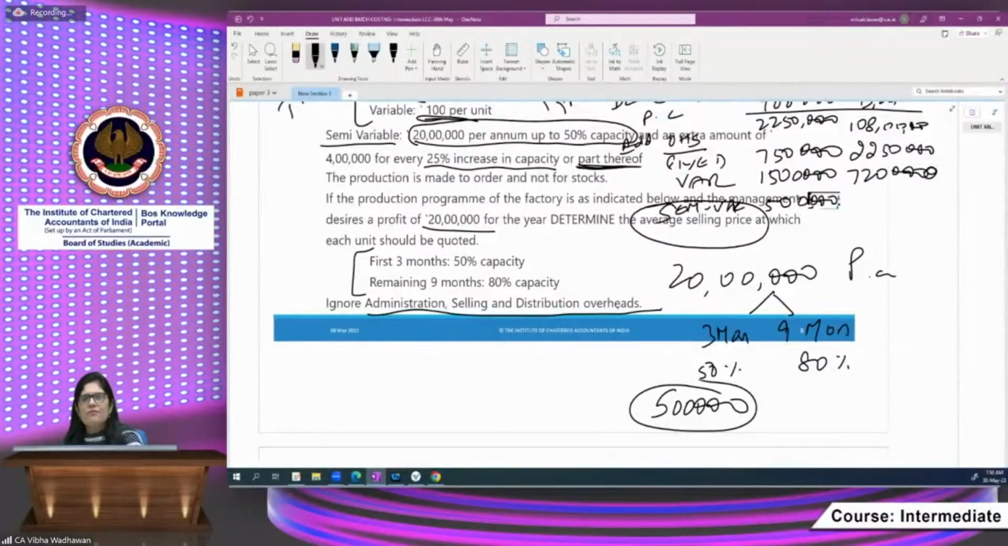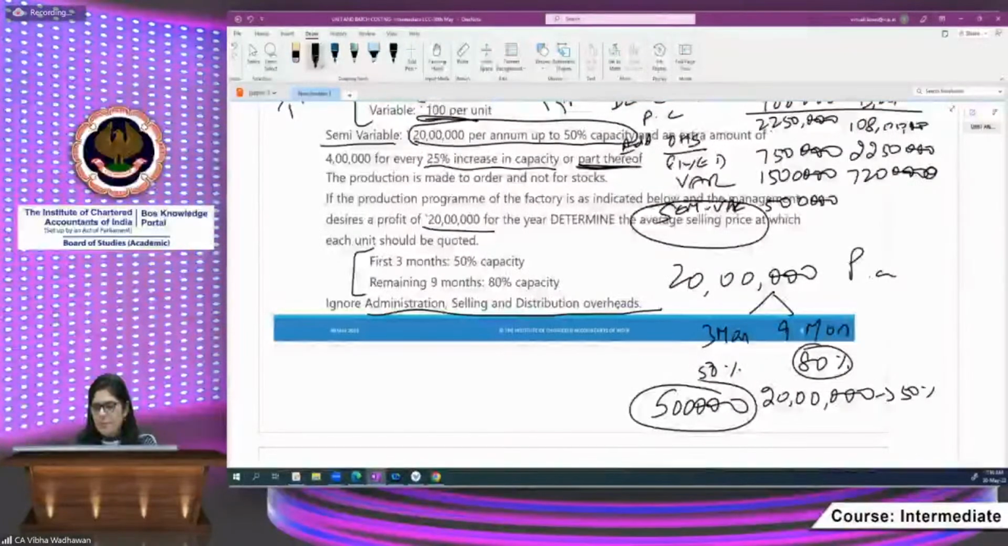So 5 lakh will be the semi-variable portion in the first case. Let us see the second case. The capacity is 80%. All right. So how much will be applicable? 20 lakh will be applicable for 50%. Clear? For extra 25%, it's 4 lakh. That means 25% is 4 lakh more. So 24 lakh. Clear? And also 4 lakh for part thereof.